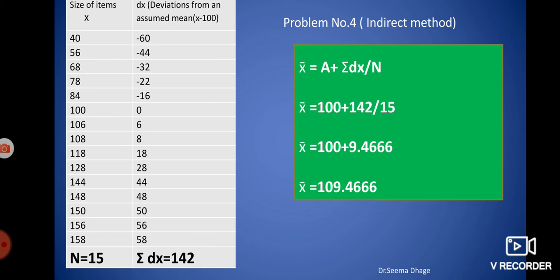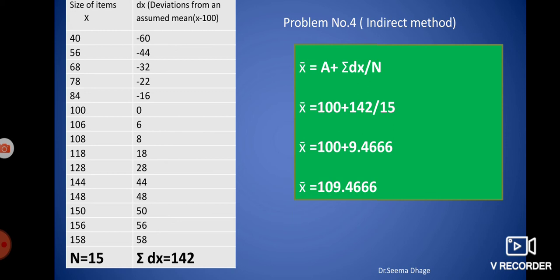So I have to calculate deviations. How to calculate that deviation? x minus assumed mean. So x minus 100. 40 minus 100 is equal to minus 60. 56 minus 100 is equal to minus 44. 68 minus 100 is equal to minus 32. 78 minus 100 is minus 22. 84 minus 100 is minus 16. 100 minus 100 is 0. 106 minus 100 is 6.